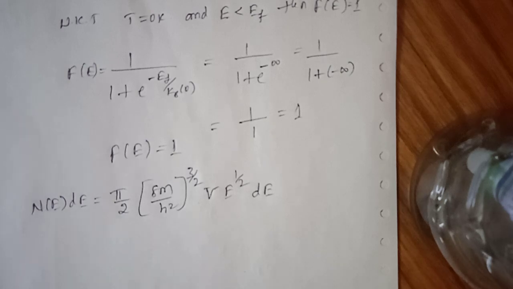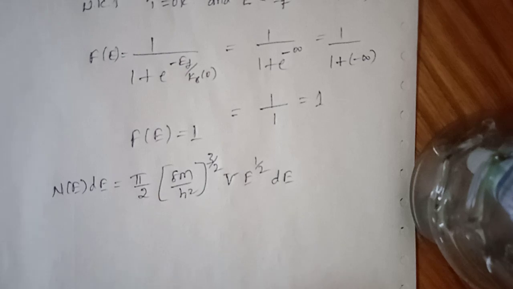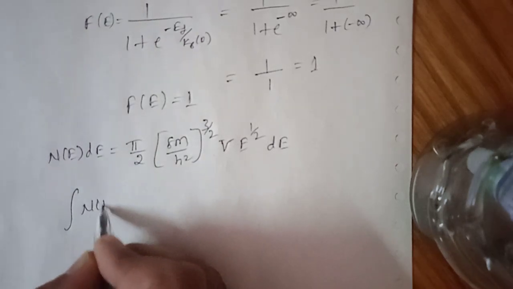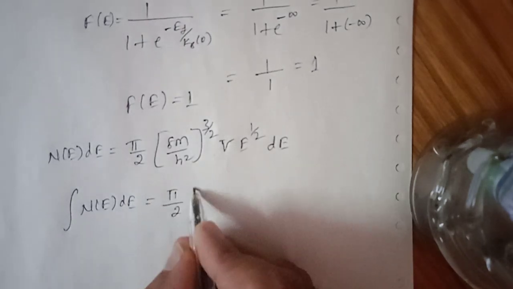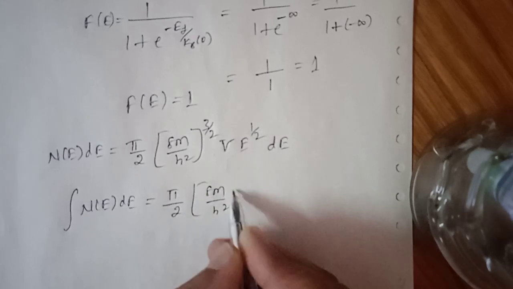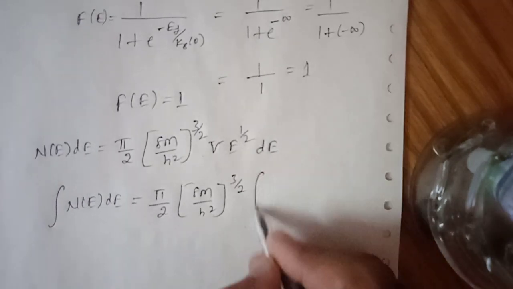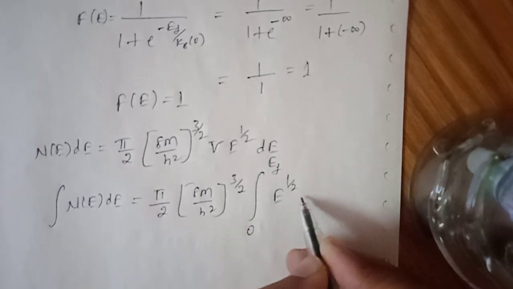So then we got this expression. So now we have to integrate this n of E into dE from 0 up to the Fermi level. So this integral of n of E dE is equal to, taking the constant outside the integral, pi by 2, 8m by h square to the power 3 by 2, and integrate this from 0 to the Fermi level EF, E power half into dE.